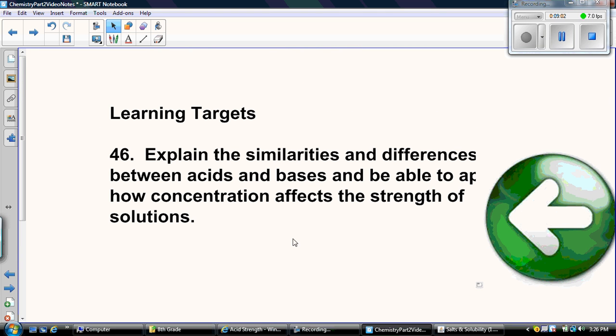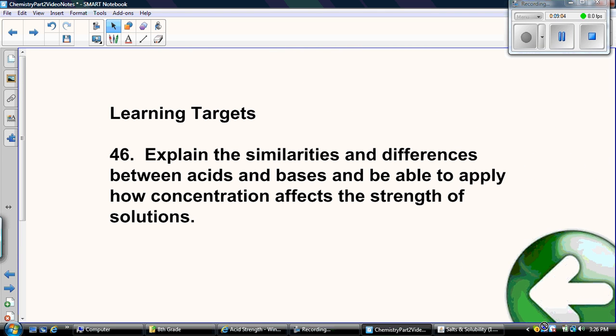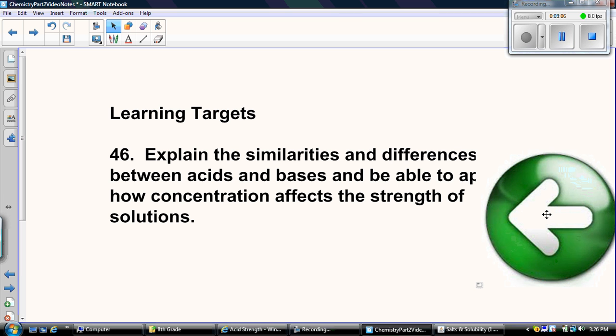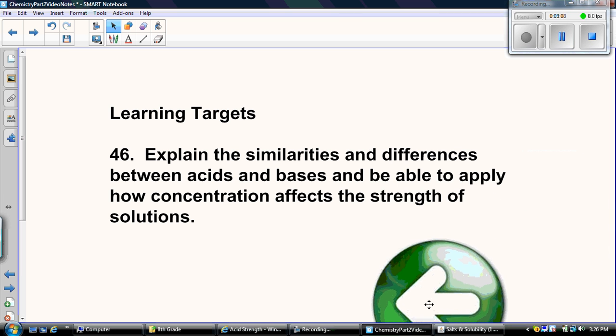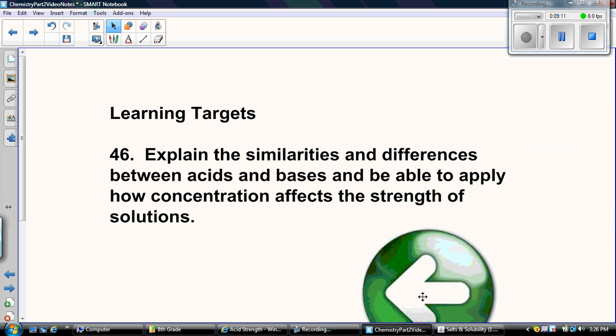Okay, so hopefully you should be able to tell the difference between acids and bases, and you should be able to tell me about concentration and the different strengths and weaknesses of acids and bases, what that's dependent on: the hydronium ions and hydroxide ions, how easily they're released in water.